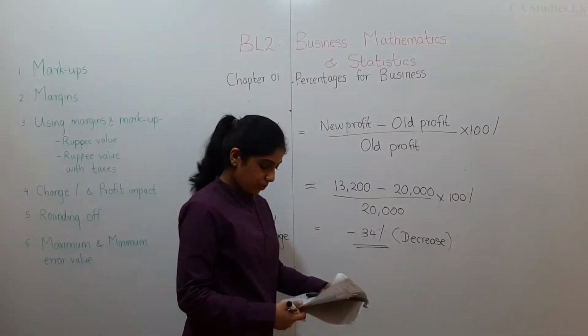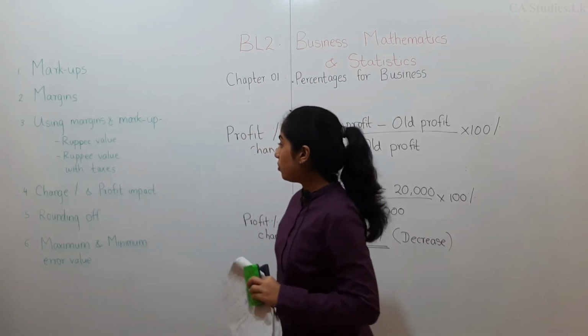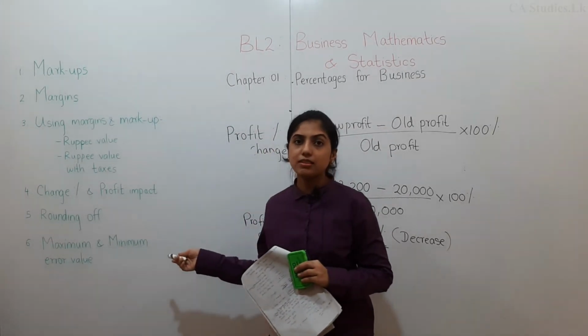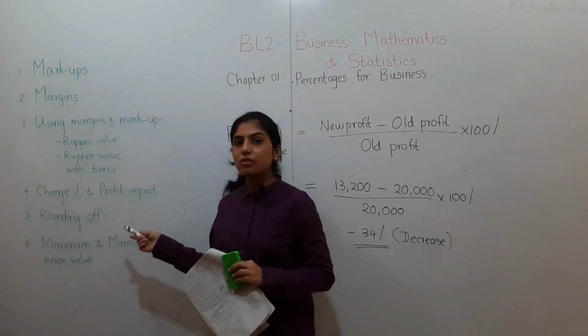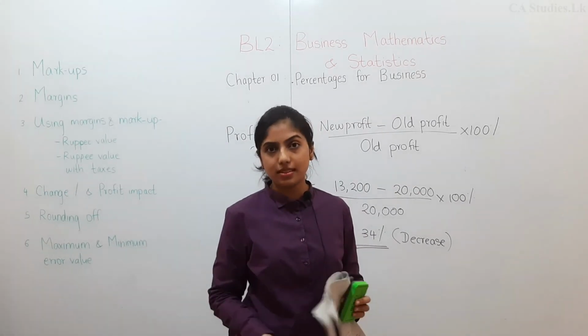So with that, we are done with change percentage and the profit impact. Next, let's see what is rounding off, and then it's connected to the error values which we will discuss.